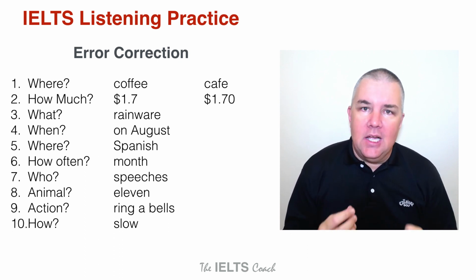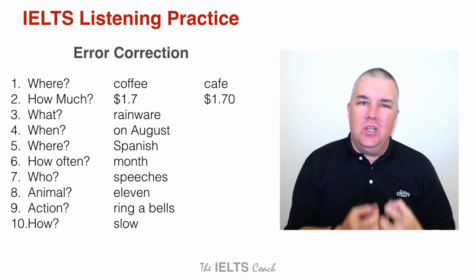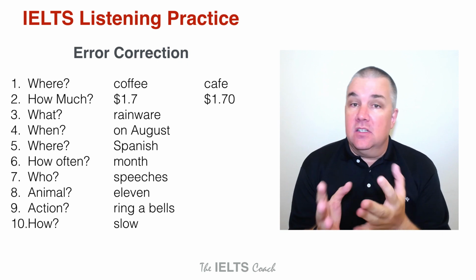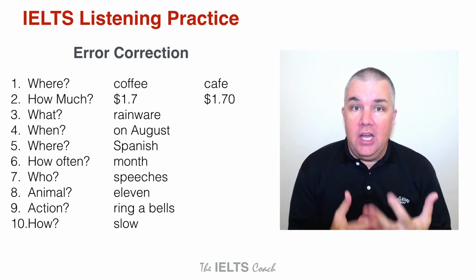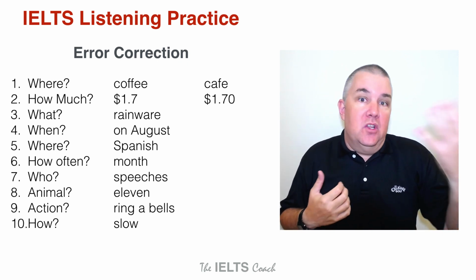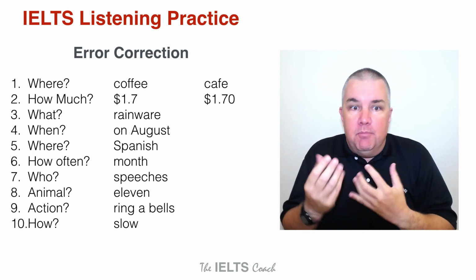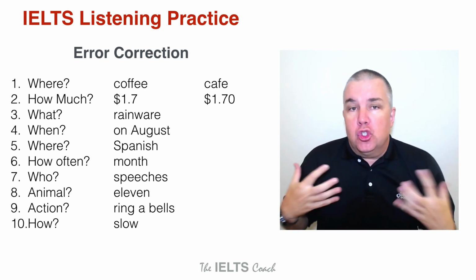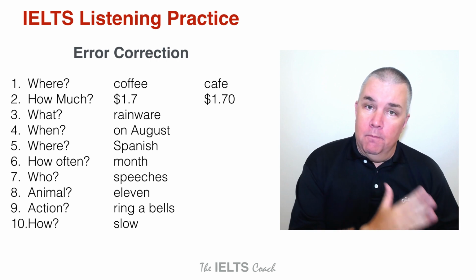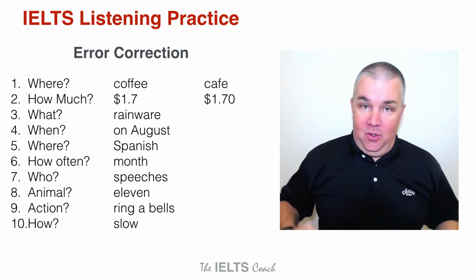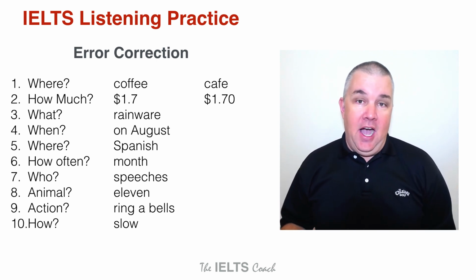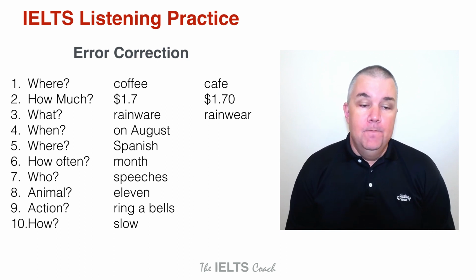Number 3, what? What did they buy? What should you take? What is it? And this is a spelling mistake. So rainwear is things you wear when it's raining, a raincoat, a hat, maybe some gloves, a poncho, rainwear. But something that you wear, so it does need to be W-E-A-R, rainwear.